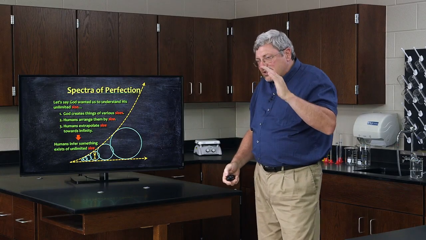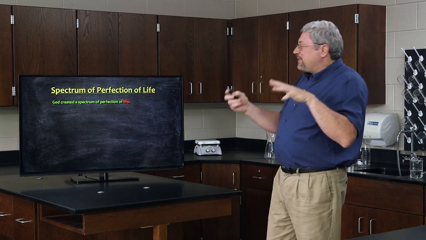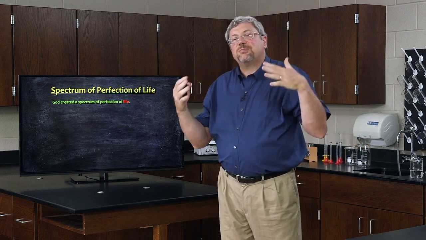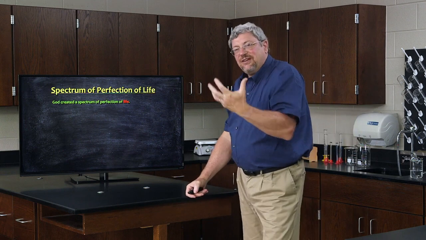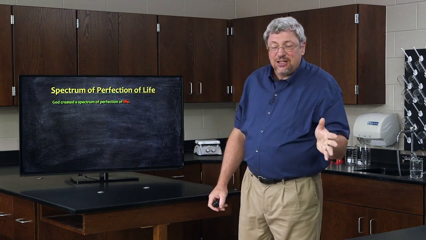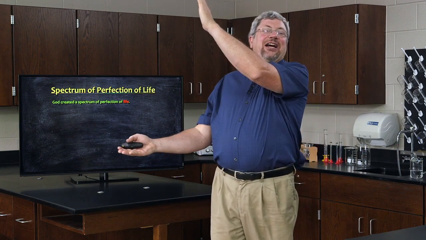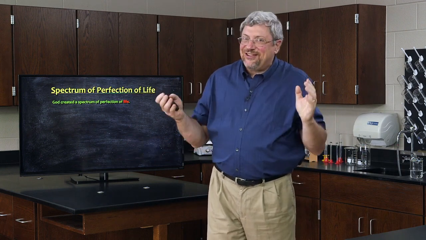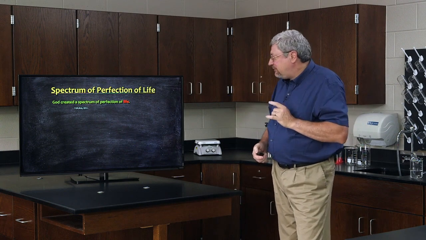So that's the concept of spectrum of perfection. Let's apply it, as we're in this particular chapter, to life. I believe God doesn't just want to show us what life is like. Thus, he created physical organisms with life. But I think he wants us to understand that he, God, has life and has something called infinite life. Whatever infinite life is, he wants us to understand that. And he did that by creating a spectrum of perfection of life.